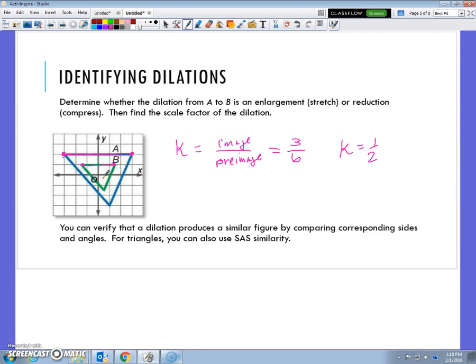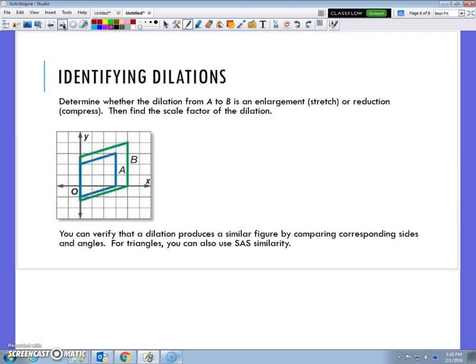It's pretty straightforward. Now in your examples, if it's tilted on the axis, you might not be able to just count and see how long each side is. You have to use the distance formula. But for now, it's okay. There's a little sentence down there too that says you can always verify that a dilation produces a similar figure by comparing corresponding sides and angles. Or you can use side angle side for triangles, but not all polygons are triangles. So like this one, for instance.